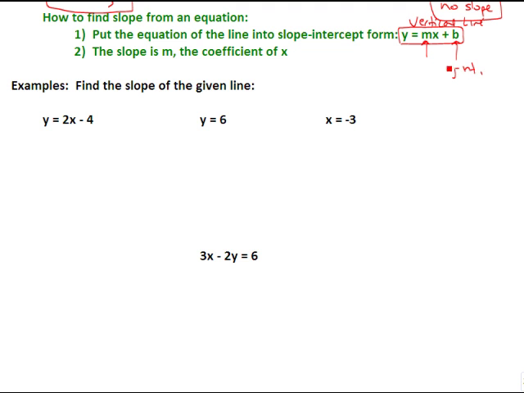That's what b represents. So m is slope and b is y-intercept. In these problems that we're going to do, the only number we're interested in is the slope m, that coefficient of x, the number in front of x.